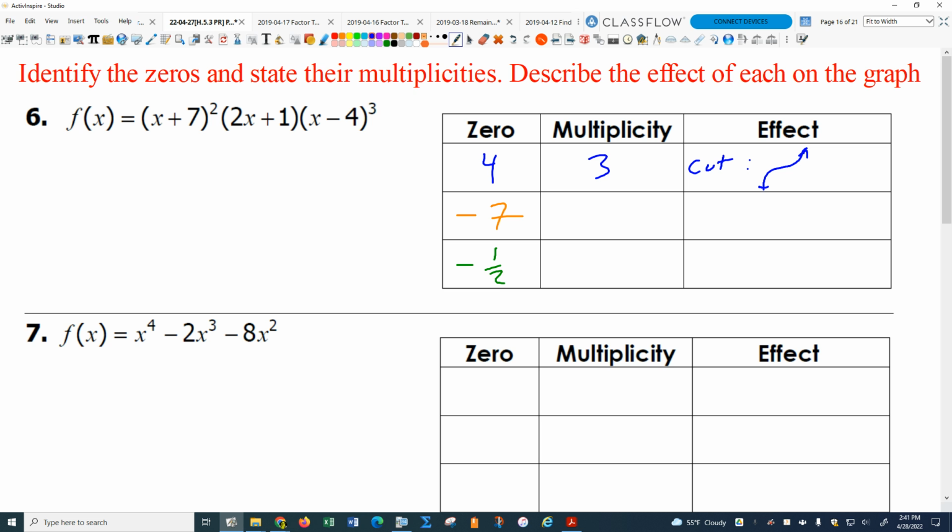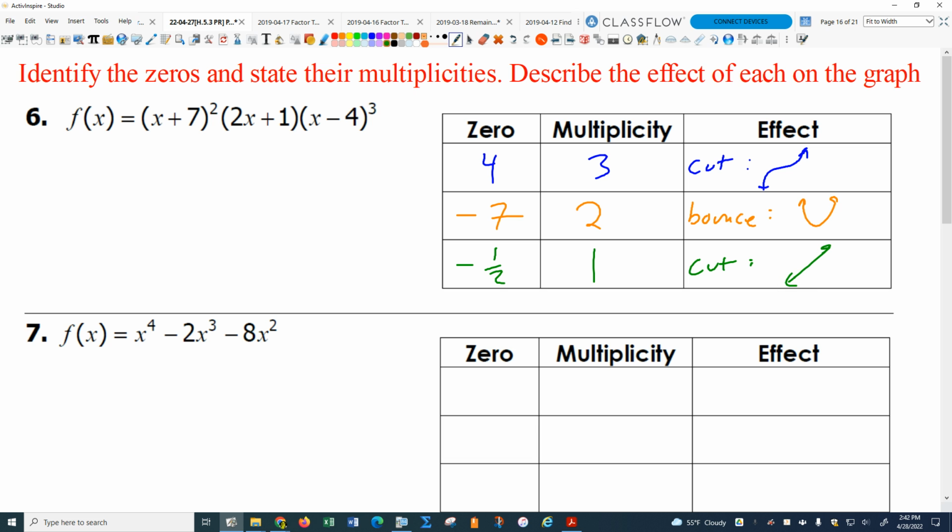Okay, what about the 0 at negative 7? What's going to be the multiplicity of that one? 2, okay. So what's the effect going to be then? It's going to bounce. So we know it's going to do something like that. Now, it might open down instead of opening up, but we know it's going to bounce. And then the one at negative 1/2, what's its multiplicity? It's 1. Good. So it's going to cut like a line, isn't it? It's going to cut like that.